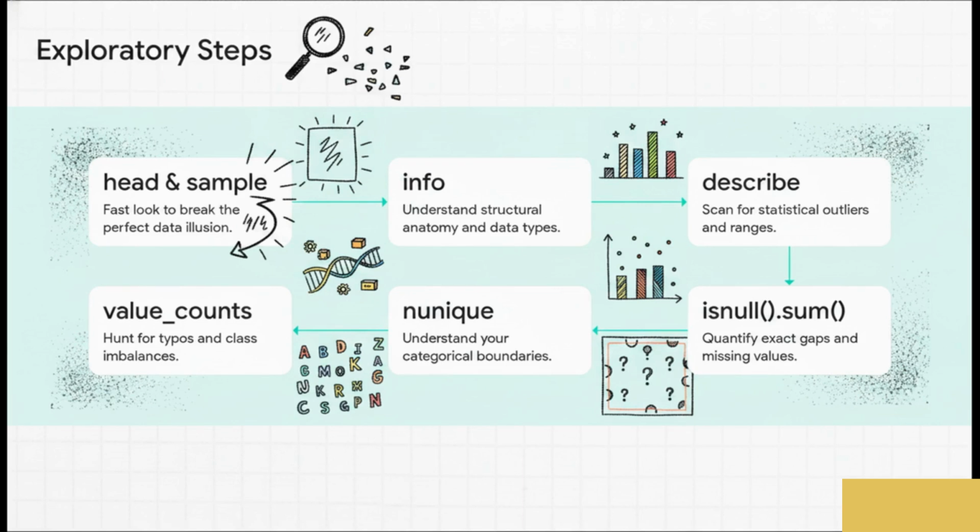Step 3. Use describe to scan for statistical outliers. Step 4. Quantify the exact gaps in your data with isnull.sum. Step 5. Understand your categorical boundaries with unique. And Step 6. Hunt for typos and class imbalances with value_counts. Honestly, running these 6 commands takes mere seconds of your time, but it literally saves you from the total disaster of working with data you don't actually understand.